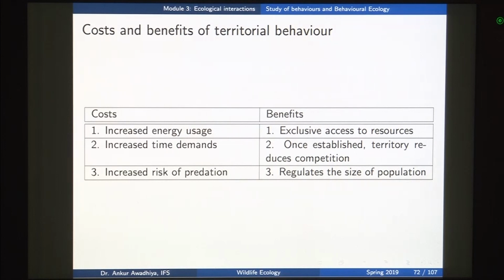Now, the cost is increased energy usage, because if you have to defend a territory, you will have to go around, you will have to make multiple rounds, you will have to patrol that territory, which requires energy. If you have to show a ritualized behavior or aggression, that also requires energy, that also requires time. So, increased time demands, and also an increased risk of predation. Why? Because when you are using all of your time and energy against a member of your own species, it is much more likely, or very easy, for a predator to hunt you.